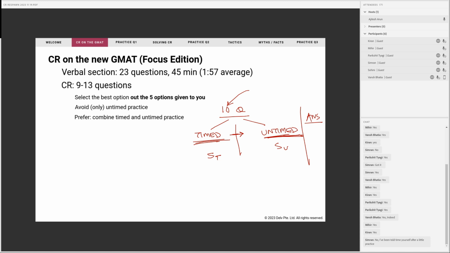Quick check: is everyone comfortable with this? Parikshit, please go ahead. Ajitesh, I have a question over here.